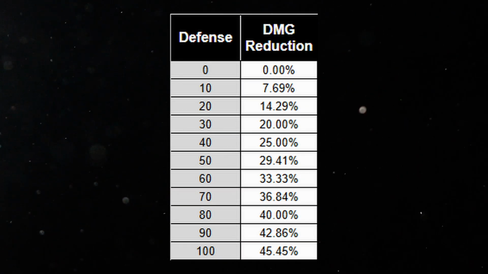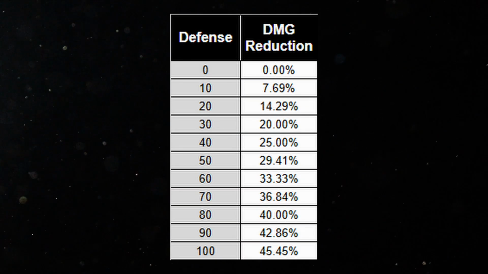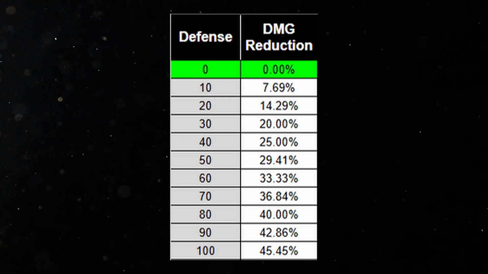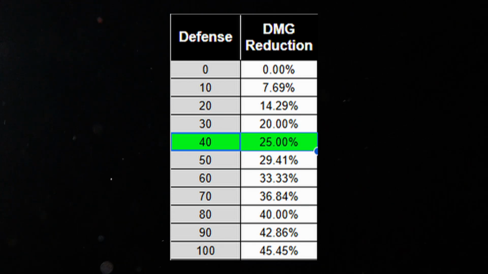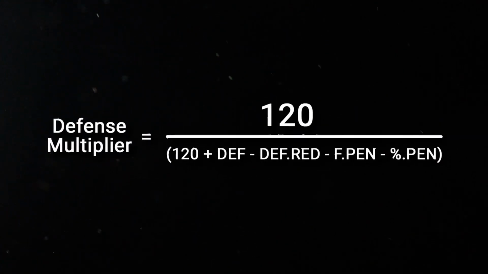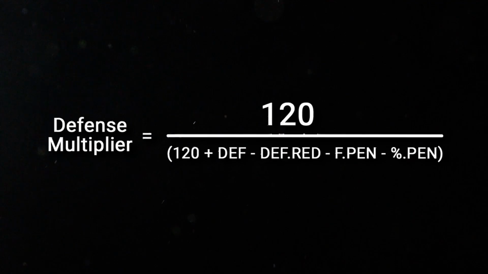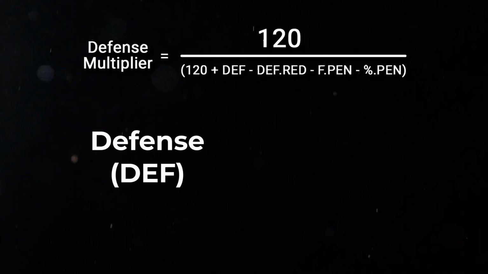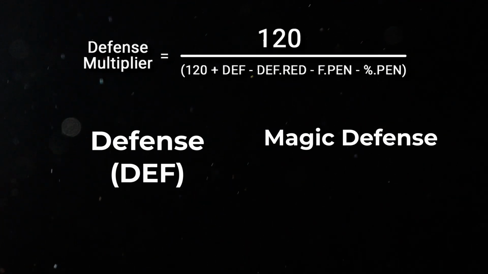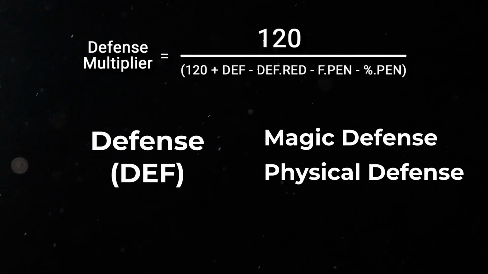Here is a chart that shows how much damage reduction we gain for each point of defense. So for example, at 0 defense, we have 0% damage reduction. But if we have 40 defense, there will be a 25% damage reduction. So how is this calculated? Well, here's the full defense multiplier calculation. Now, of course, this looks pretty complicated, but bear with me as I break it down for you so you can easily understand this. First, we have the target's defense stat, which is corresponding to the type of damage dealt. This will be magic defense for magic damage or physical defense for physical damage.